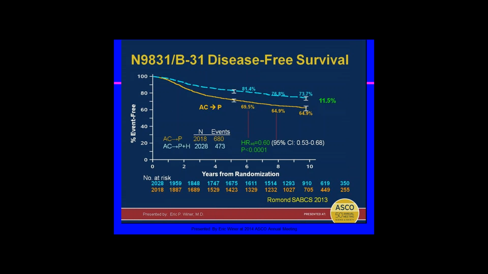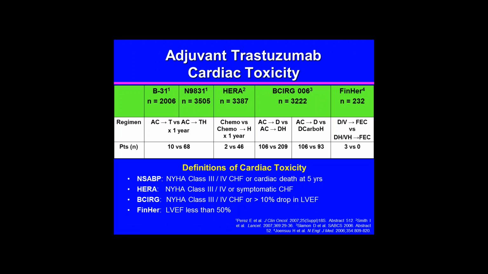And this is just 2 of the studies combined, the 2 American studies that were reported originally in 2007 and then updated in 2013, which showed a dramatic benefit to adding Herceptin to chemotherapy. In this case, it was AC paclitaxel, and if you add in HER2-positive patients only, it improved by 40% the hazard ratio, and 40% improvement in disease-free survival.